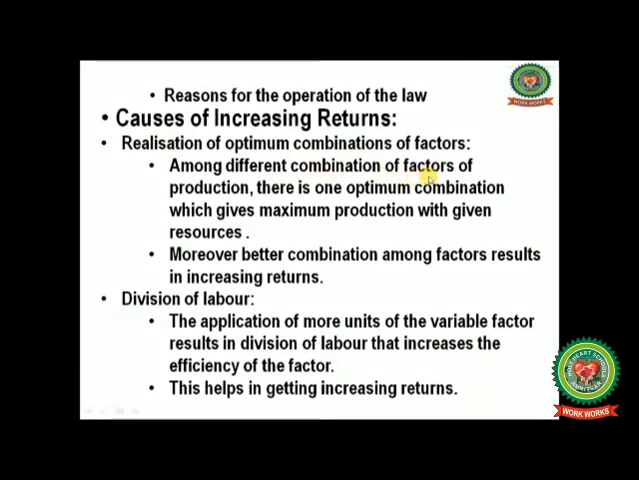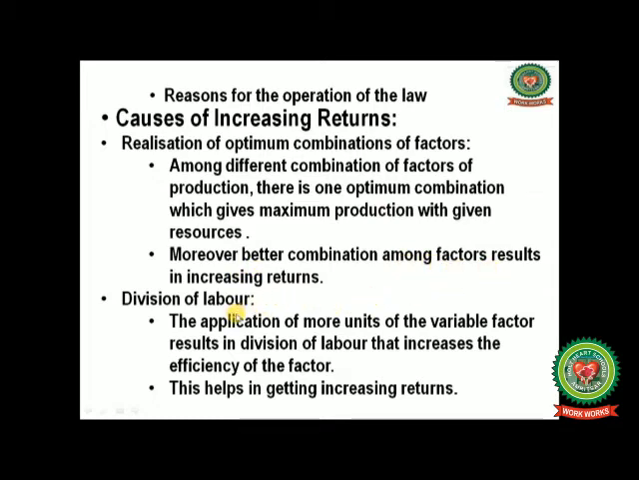Among different combinations of factors of production, there is one optimum combination which gives the maximum production with given resources. Which combination was the maximum? That was 4 laborers and a 2-acre piece of land in our example. Moreover, a better combination among factors results in increasing returns.